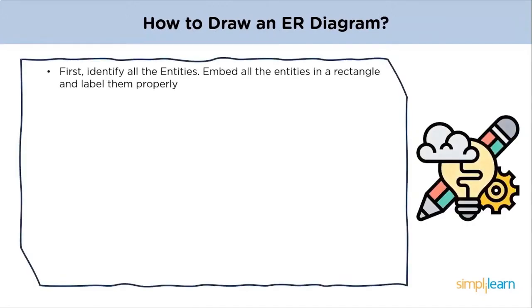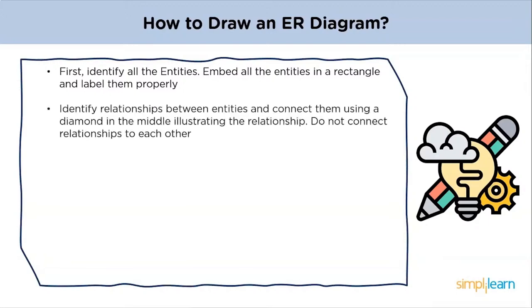creating the ER diagram. First, identify all the entities in the system, embed all the entities in a rectangular shape and label them appropriately. This could be a customer, a manager, an order, an invoice, a schedule, etc. Identify relationships between entities and connect them using a diamond in the middle illustrating the relationship. Do not connect relationships. Connect attributes with entities and label them appropriately, and the attributes should be in oval shape.